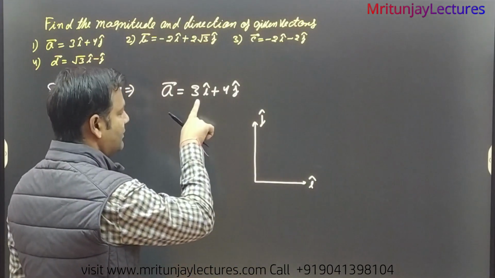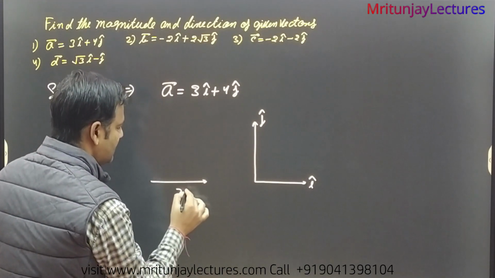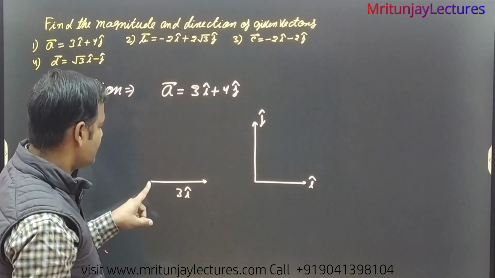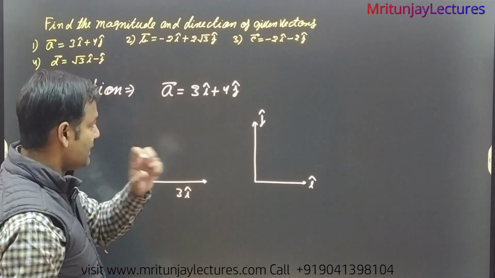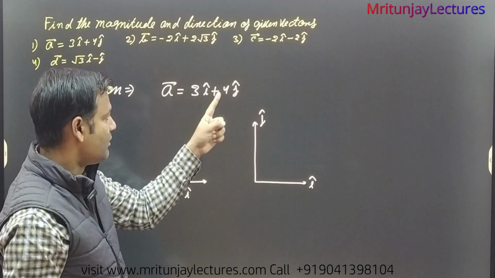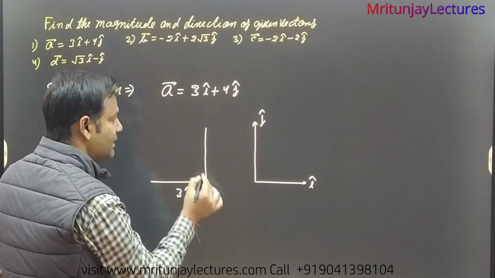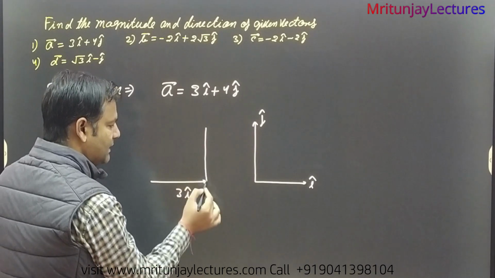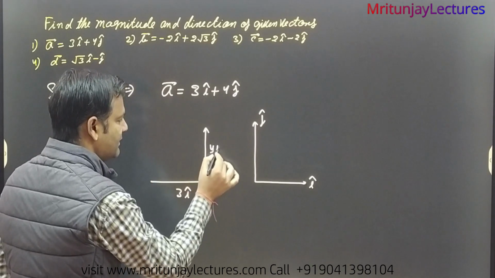If you draw here, 3i cap is represented like that. To find the magnitude and direction of the vector, draw 3i cap: that is the tail and that is the head. How can we add 4j cap? j cap is in this direction. Whatever the magnitude, 4j is added to the head of the first vector: the tail of the second vector connects to the head of the first. So 4j cap is represented like that.